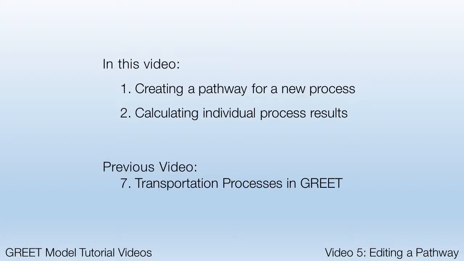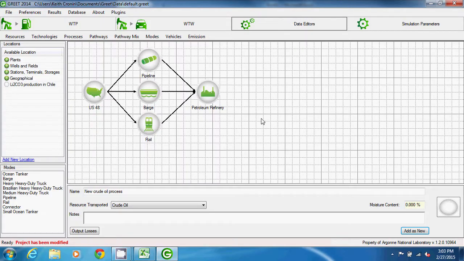In the video covering transportation process editing, we created a new transportation process called new crude oil process. Now we'll make a pathway around that new process so we can examine the energy consumption and emissions resulting from the process. As a reminder, this transportation process is moving crude oil from the United States to a petroleum refinery using the pipeline and barge modes.